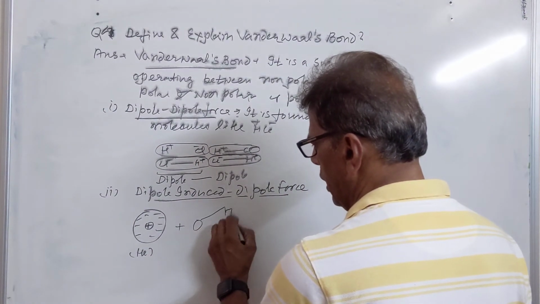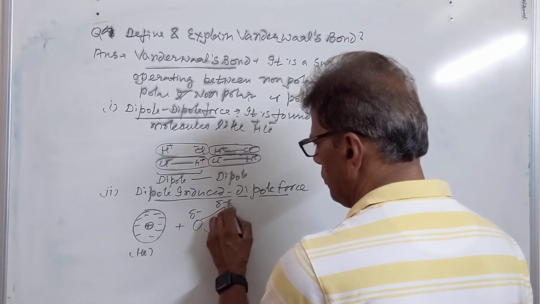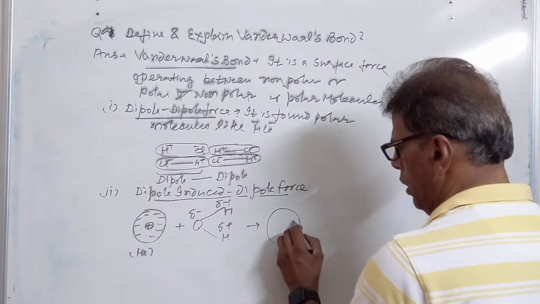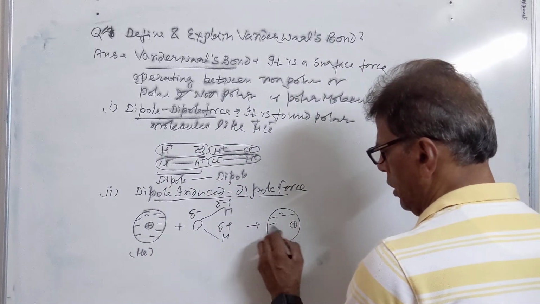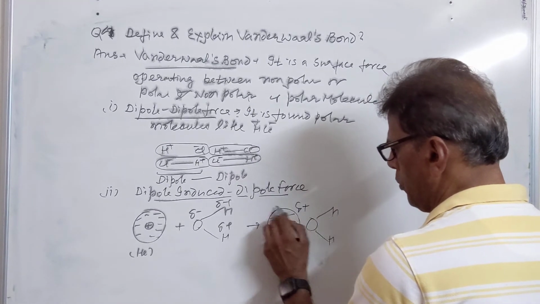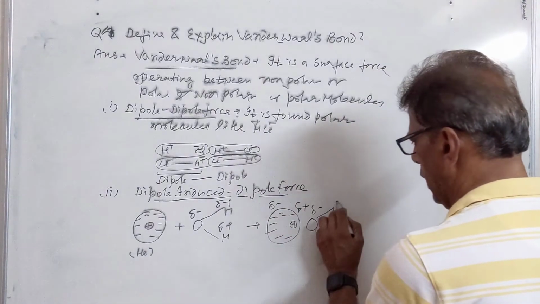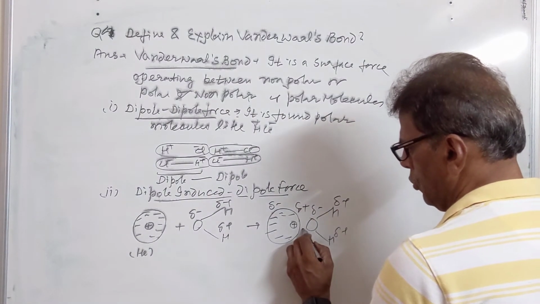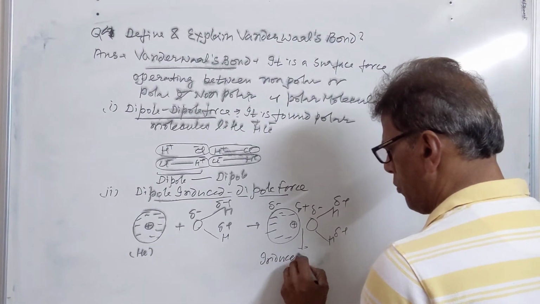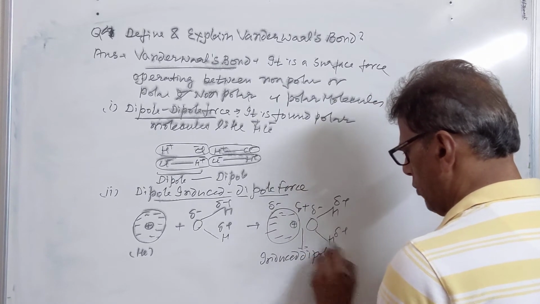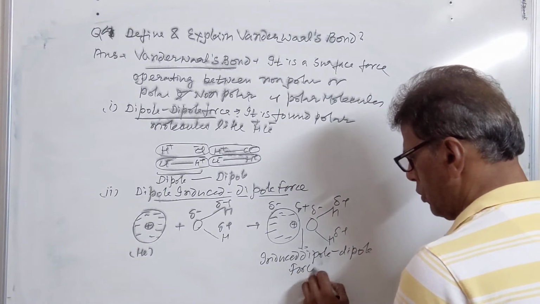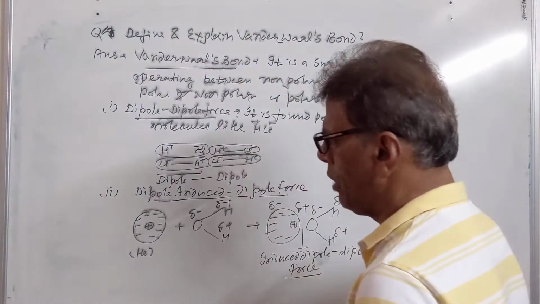Now when it comes in contact with a polar molecule like water, the negative charge repels the electrons of this helium atom, and the nucleus comes in front of oxygen. This side acquires positive charge, this side acquires negative charge. So the force between these two molecules is called induced dipole force, and this was already a dipole, due to which noble gases dissolve in water.